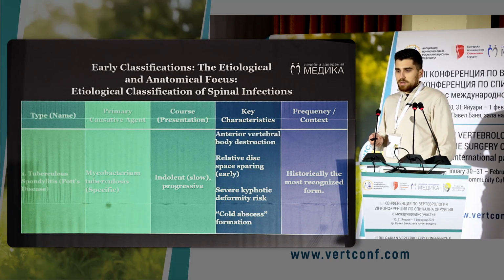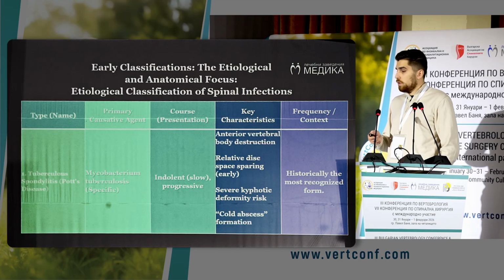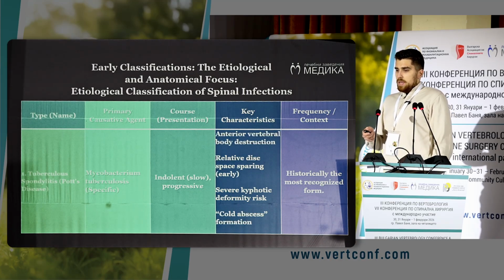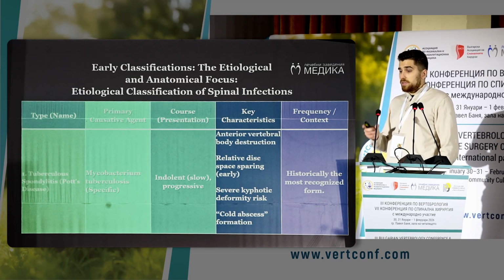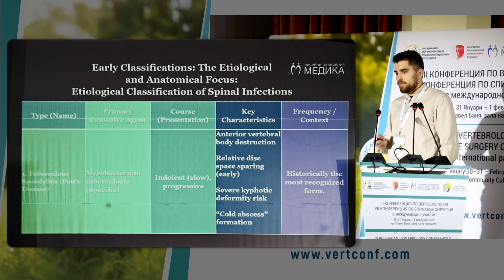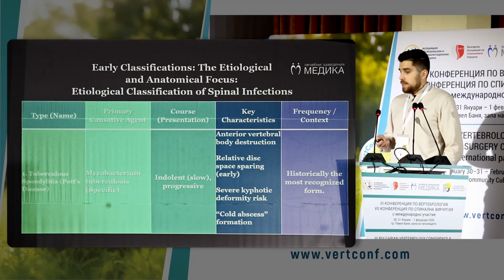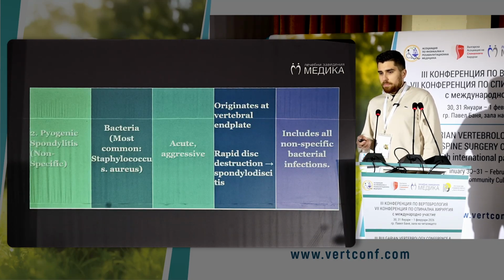The first one is the tuberculous spondylitis or Pott's disease. It's caused by Mycobacterium tuberculosis. The course of the illness is slow but progressive. Key characteristics are anterior vertebral body destruction, but relative disc sparing in the early stages of the illness. It progresses with severe kyphotic deformities and cold abscess formation. Historically, this is the most recognized form.